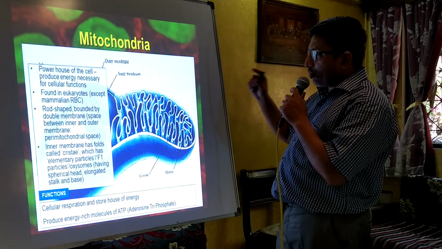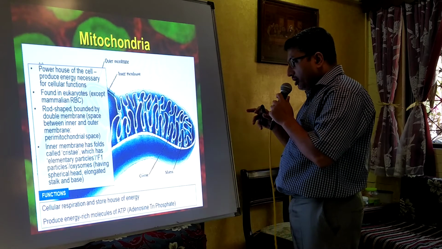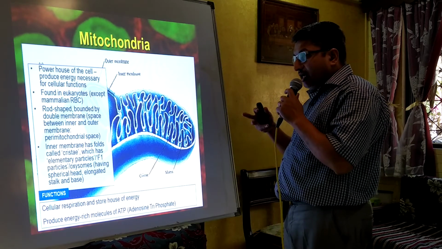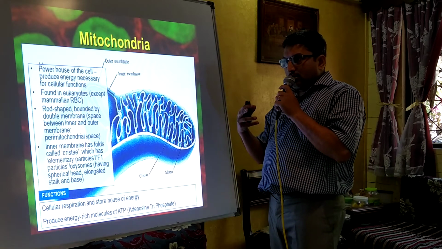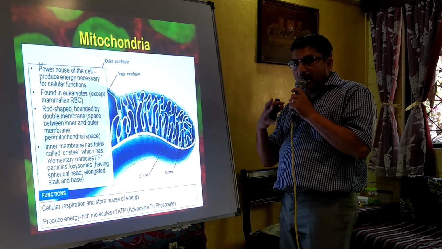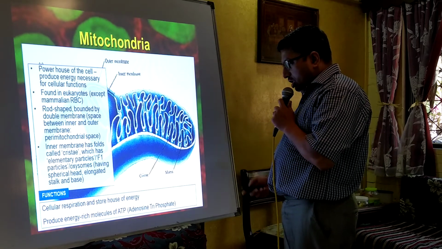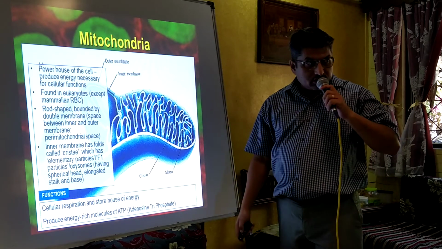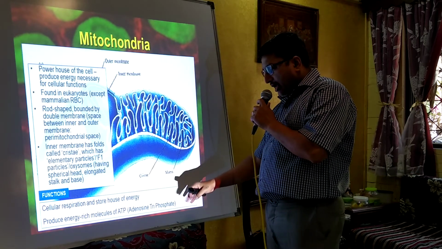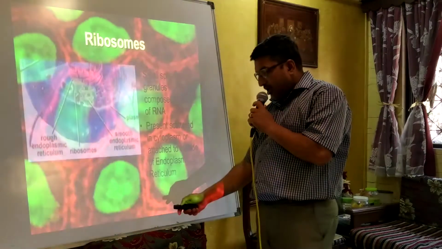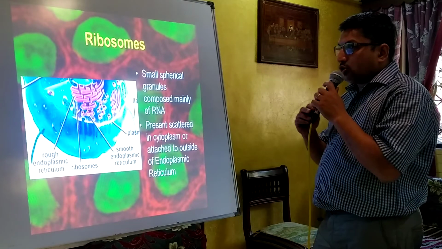Functions of mitochondria: it helps in cellular respiration and it stores the energy. So it is the energy house. It is the power supply unit of the cell. It produces energy in the form of ATP, the full form of which is adenosine triphosphate, ATP.